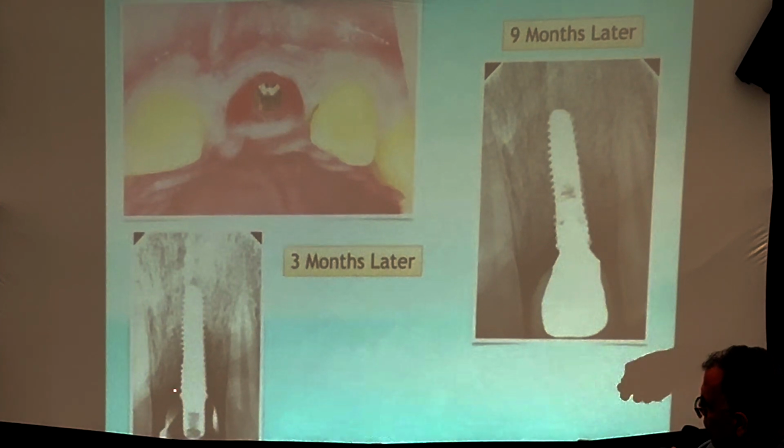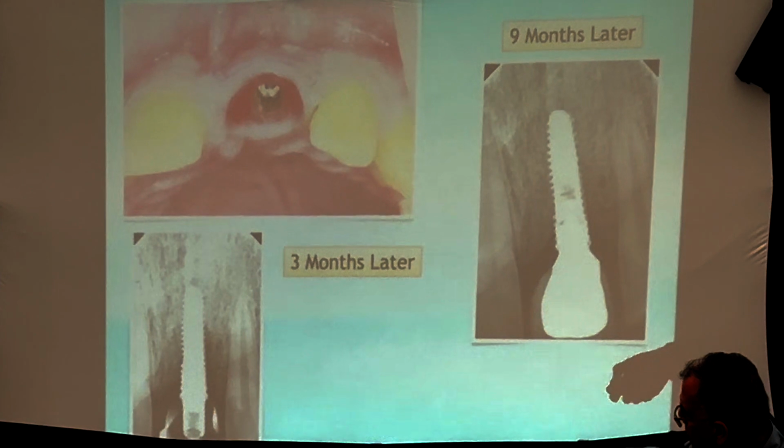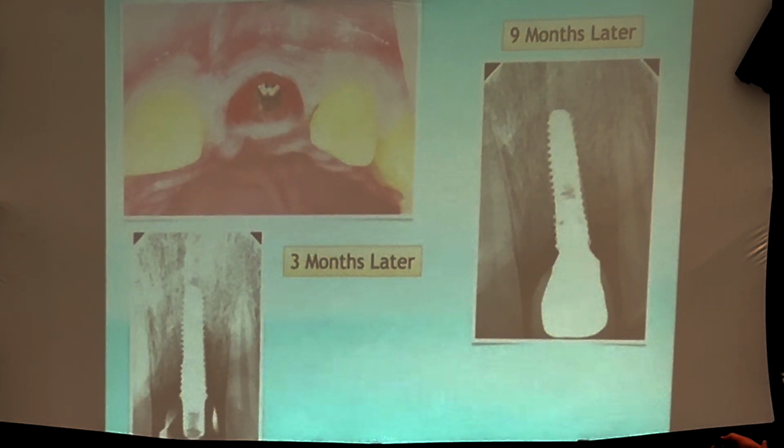And it is almost going to cover the rest of the implant. This is the implant here, and this is the temporary crown inside. And this is 9 months later, where the bone is covering all around the implant with no bone grafts. And this is due to the laser application.